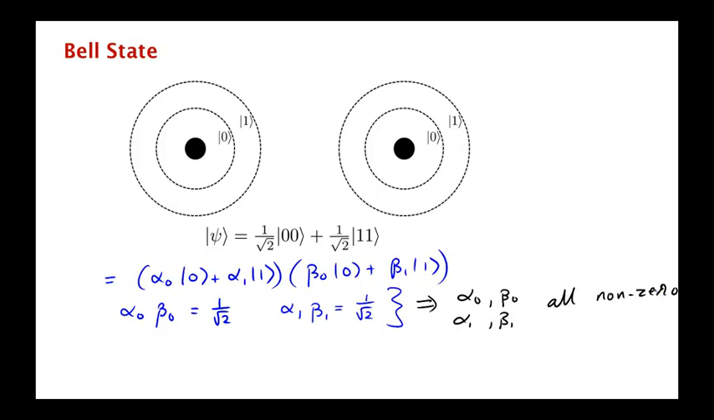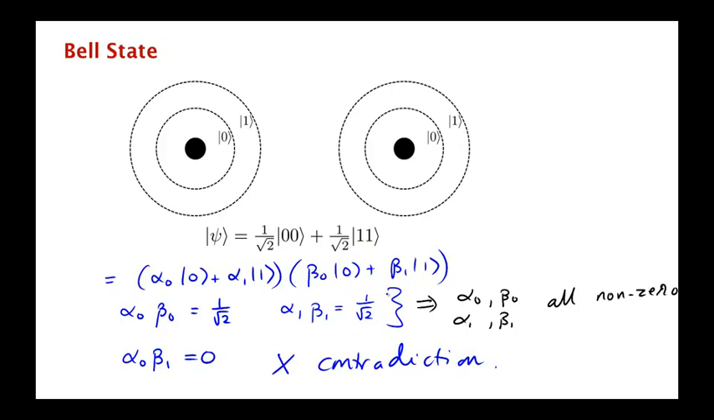Okay, but now let's go back and look at the amplitude of 0, 1. Well, that's 0. And so what that means is that alpha 0 times beta 1 must be equal to 0. But that's not possible because what we said is that all four amplitudes have to be non-zero. So that's a contradiction. So what this shows is that we cannot factor this state as a state of the first qubit and a state of the second qubit.